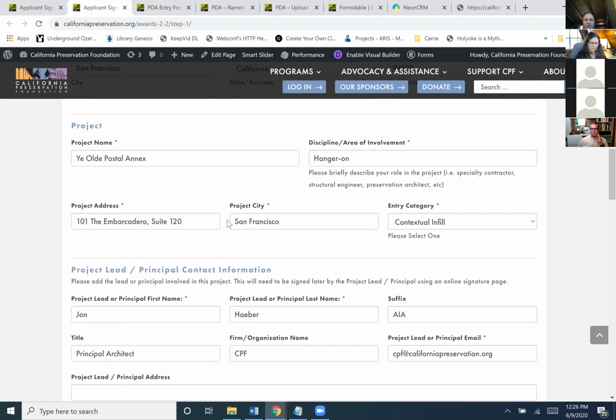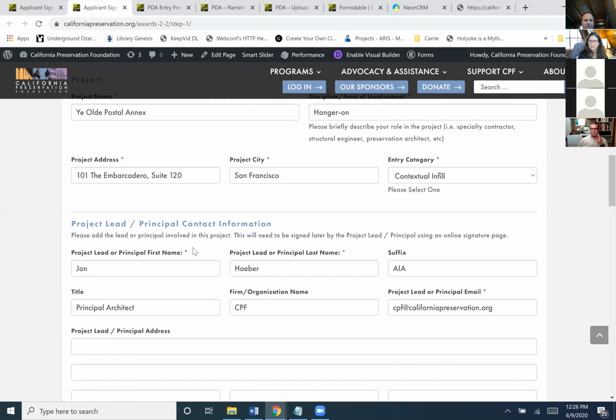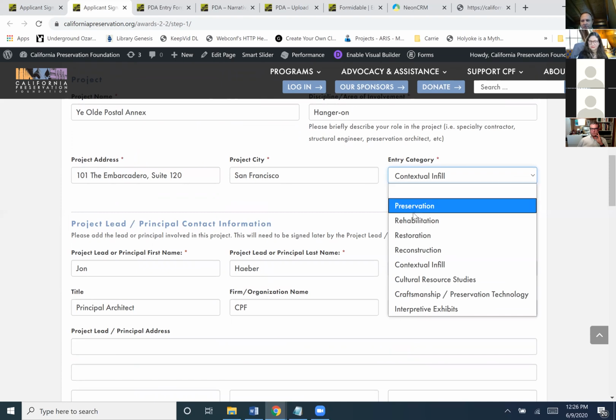Next is the project name. You put in the discipline or area of involvement on the project that you were involved in. You have a project address and the entry categories that we went over. In years past, we allowed more than one entry category. I think this year we're having you only select one category.